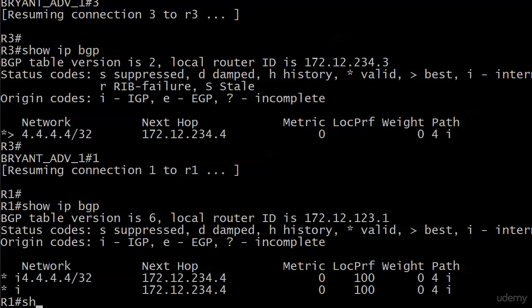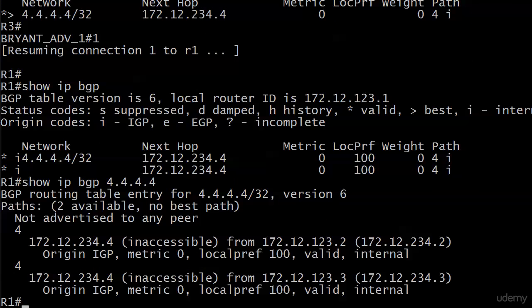Well, first off, let's absolutely verify what the issue is. And the first thing I would do, in any case, if I knew it by looking at it or not, I would just run show IP BGP followed by that network number. And we see that nasty word inaccessible again because of the next hop.